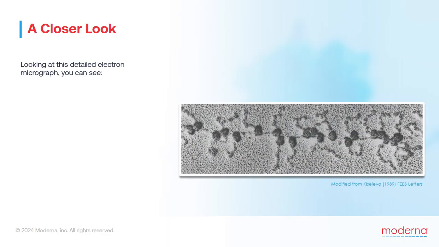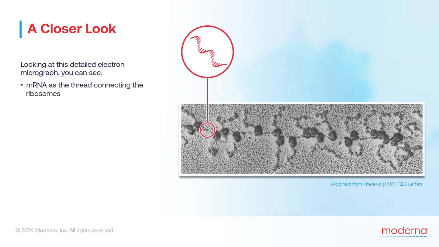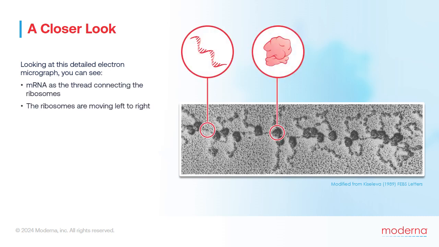This famous electron micrograph captured an mRNA with over 30 ribosomes in transit. If you look closely at this amazingly detailed image, you can see the mRNA as the thread that connects all the ribosomes. The ribosomes necessarily stretch out the mRNA as they move along. You can also distinguish the small and large subunits of individual ribosomes.